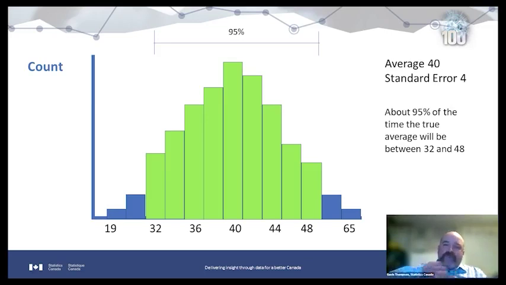And one time out of 40, it's going to be greater than 48. And this is just a byproduct of the data coming in. So the average comes directly from the data, but so does the standard error. The standard error is just a measure of what we're seeing in the data.